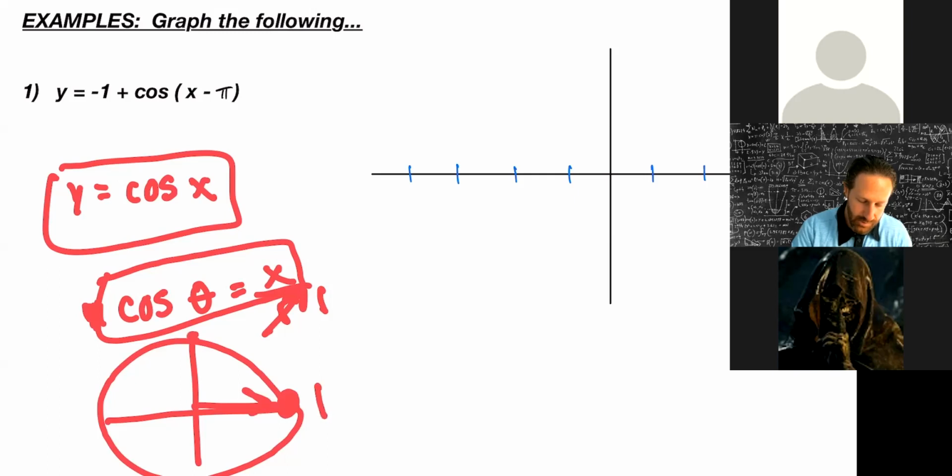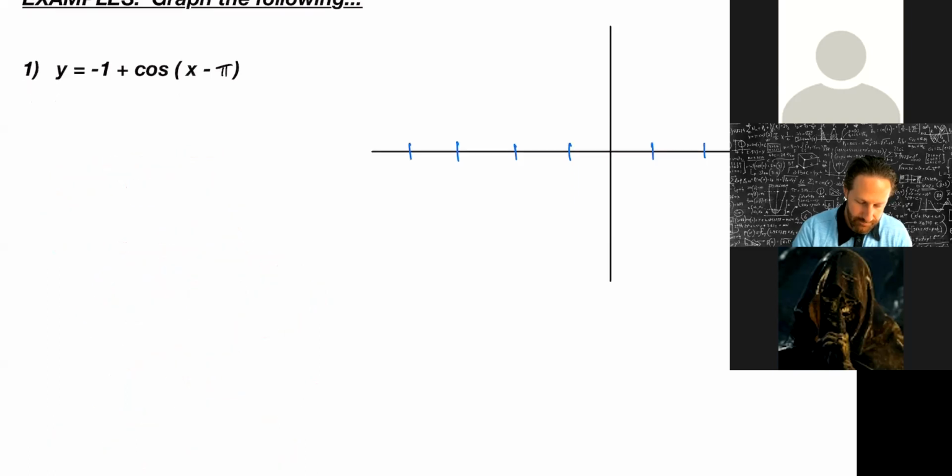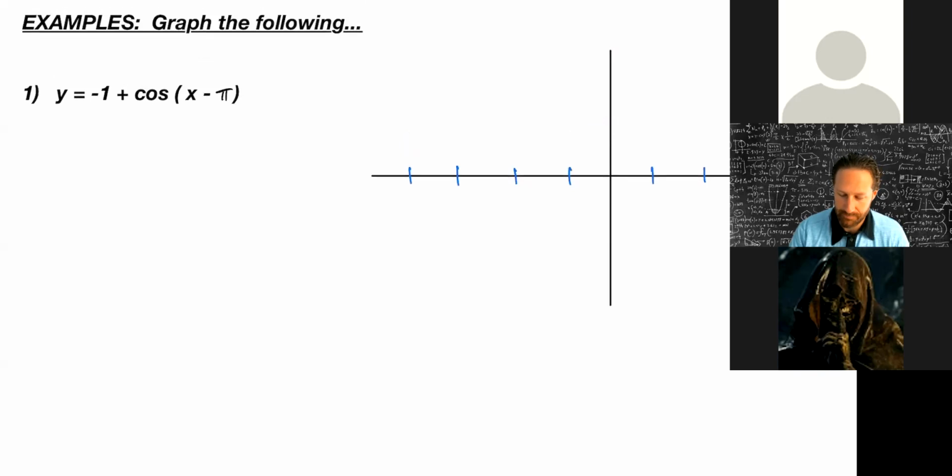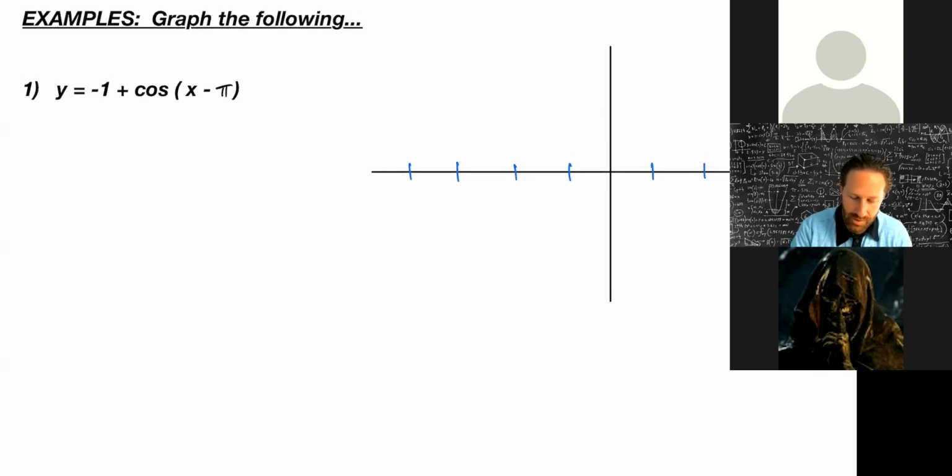0. Good, because if I'm up here, I'm not left or right any. So it goes to 0, then what? -1. Then what? 0. Good, and then what? 1. Back to 1.